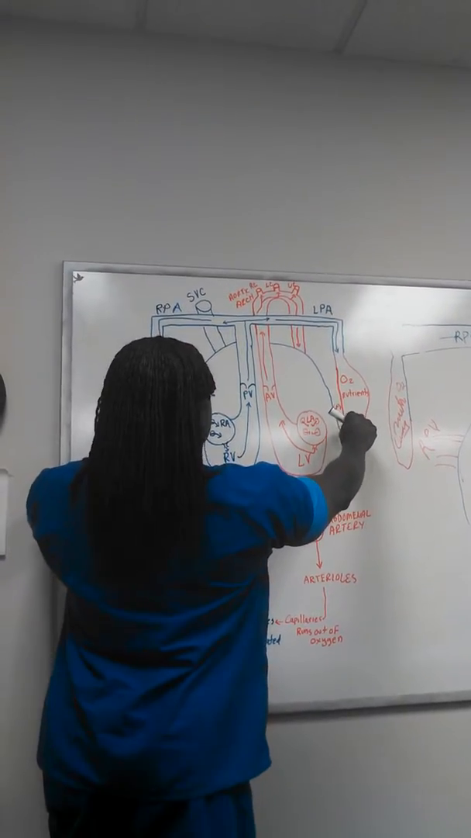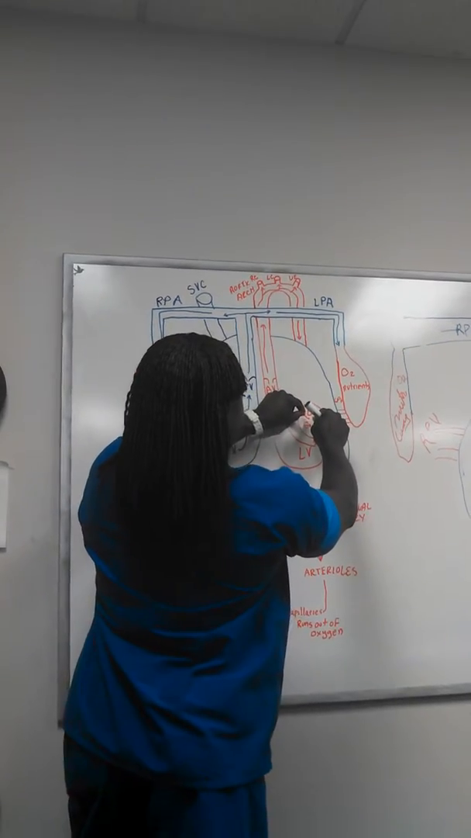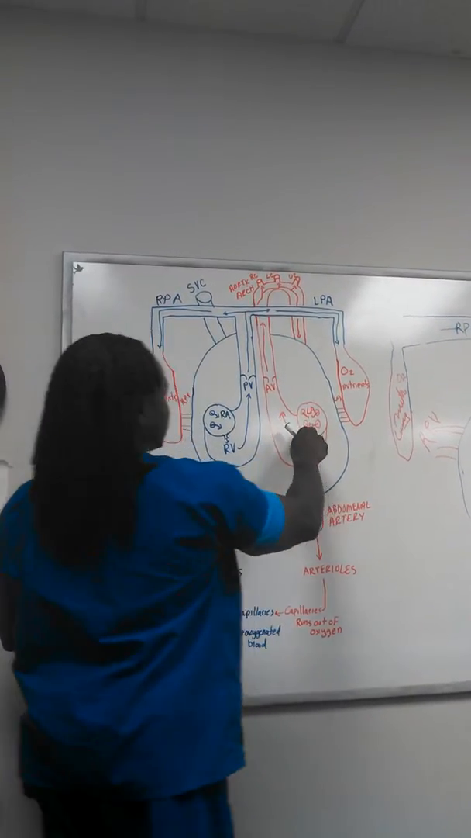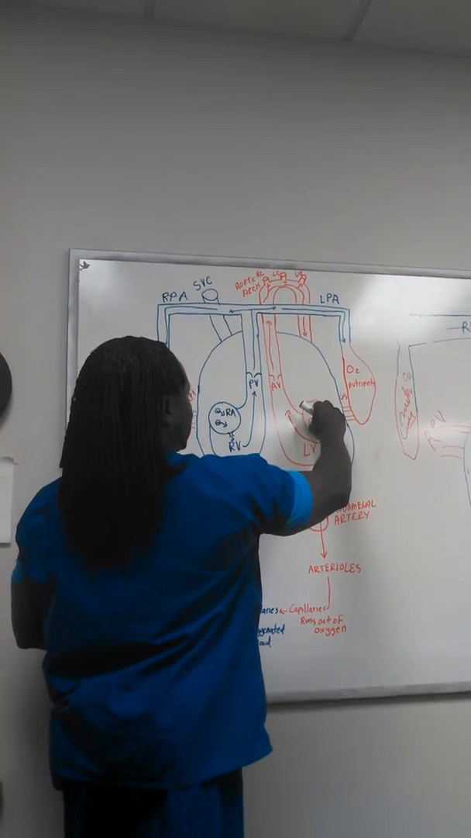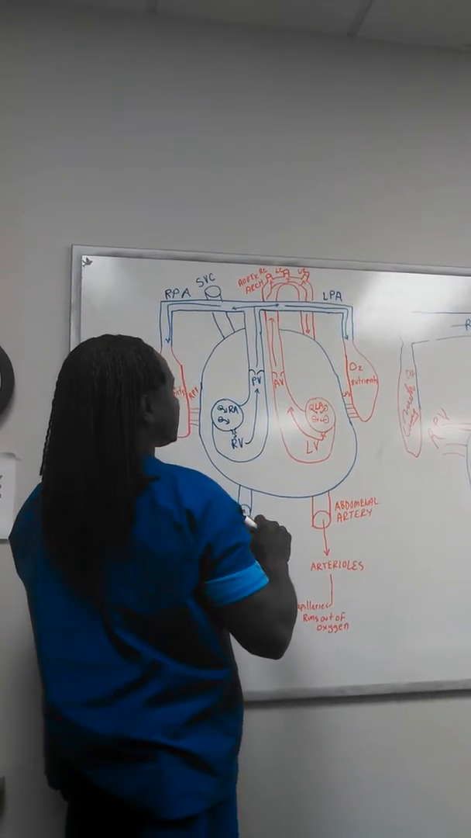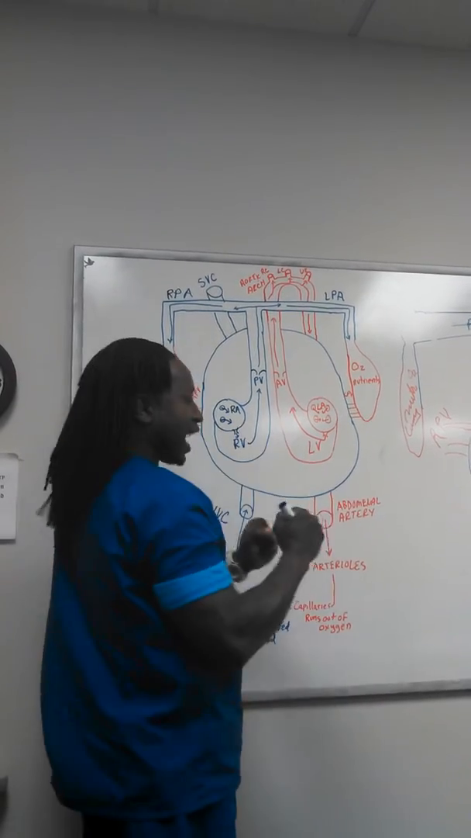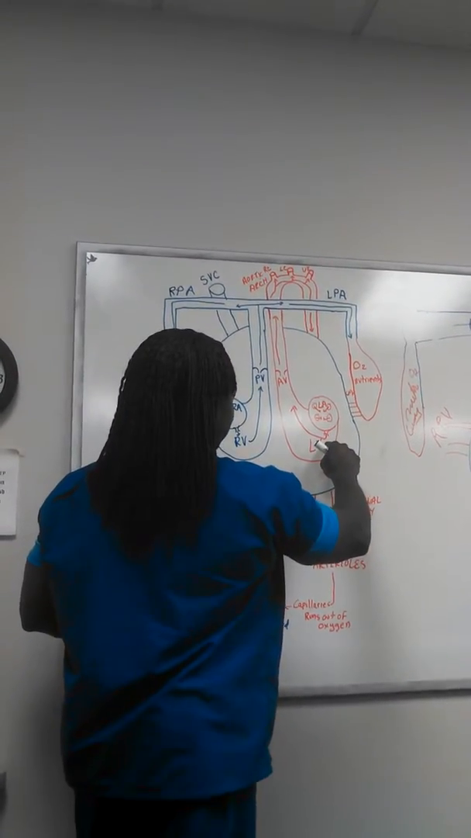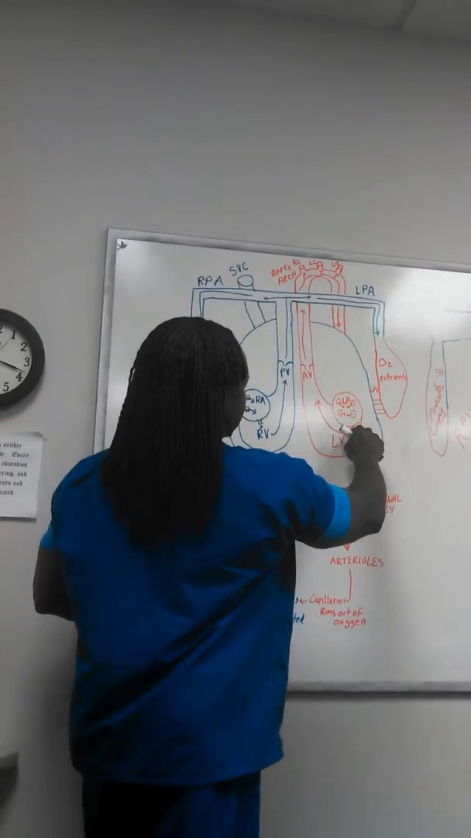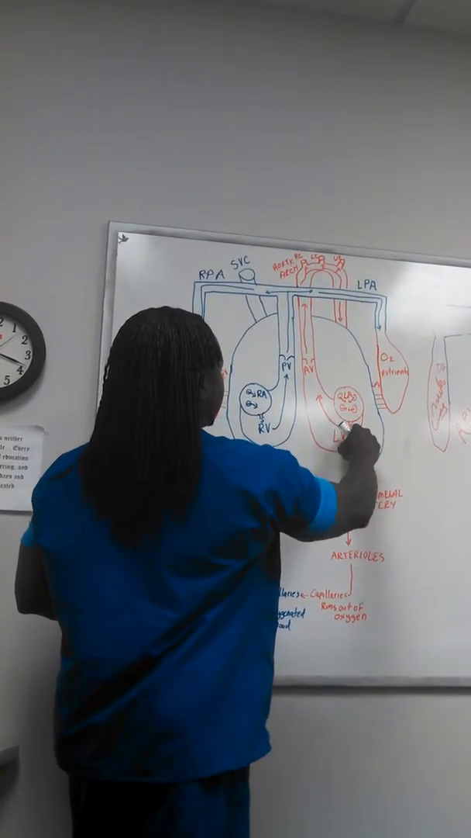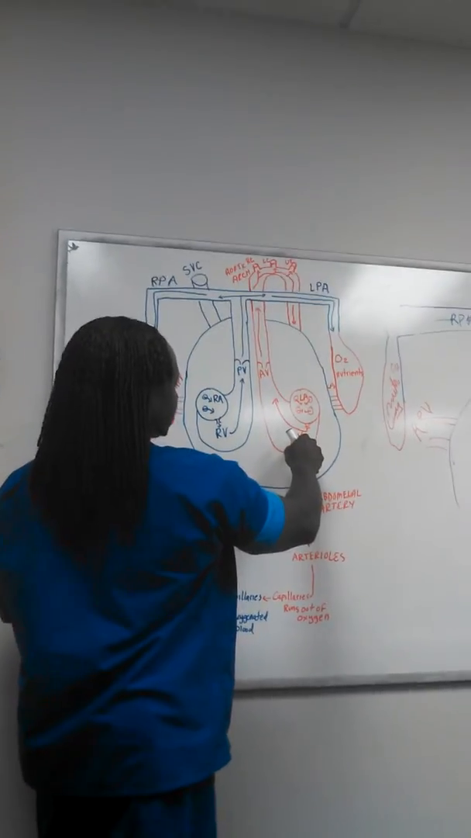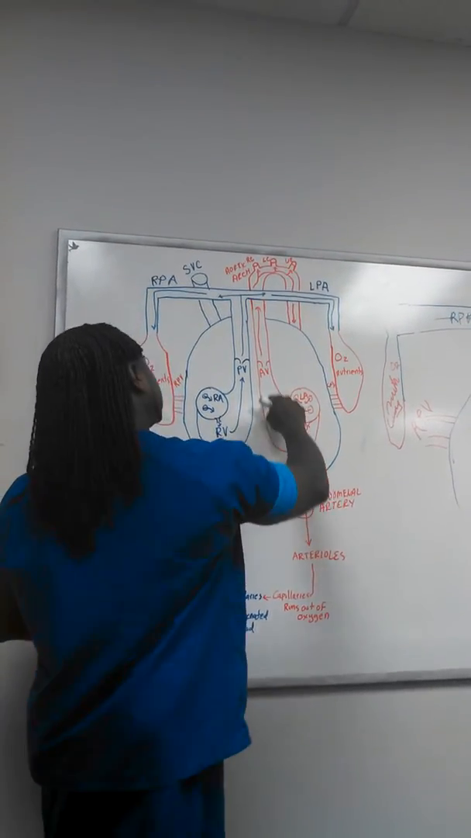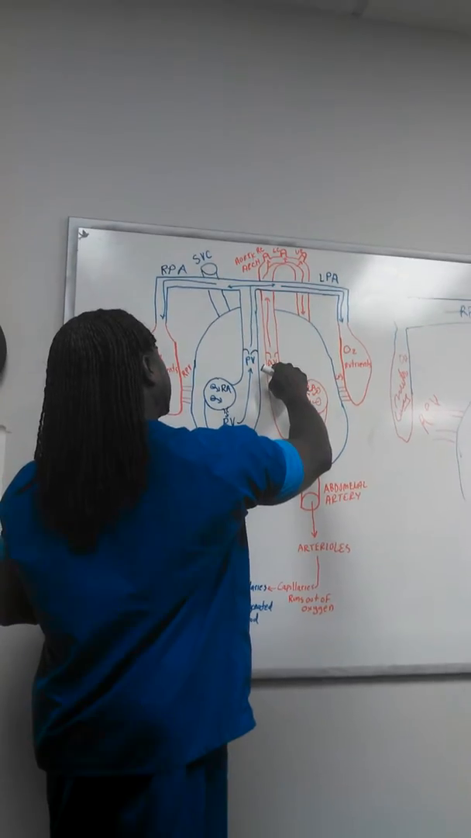So these chambers meet up at the left atrium, and all that oxygenated blood collects there. Once all that blood collects there, then the left atrium contracts and pushes it through the bicuspid valve. Then it collects into the left ventricle, and then the left ventricle also contracts and pushes it through the aortic valve.